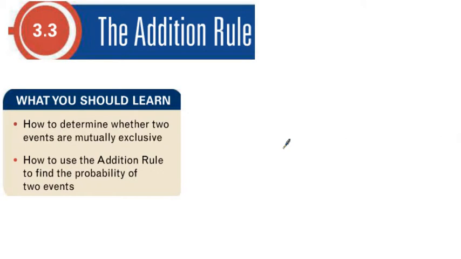So in section 3.3, we're going to talk about something called the addition rule. In the last section, we talked about the multiplication rule, and that's used for problems that involve the word "and." The addition rule is used for problems that involve the word "or." If you're saying, what's the probability of A or B? Probability of A or B, that's another way of saying what's the probability of A plus B. So you have to add the two together.